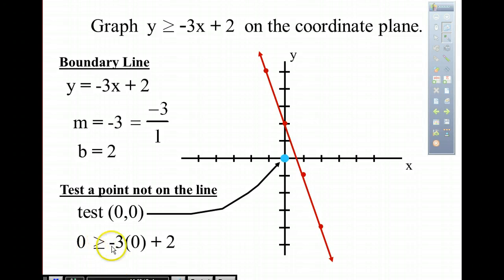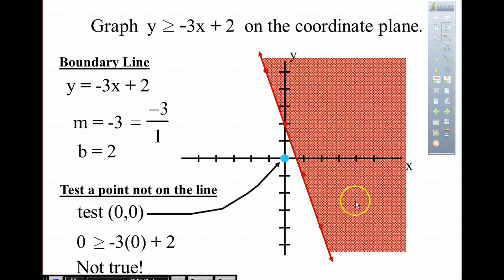There you go. Plug it in. Is that true or false? 0 is bigger than 2. Nope. And that's why it's not in the shaded area. So all these points that are below the line, if you plug them in, you'll get false. All the points that are shaded, if you plug in, you'll get true.